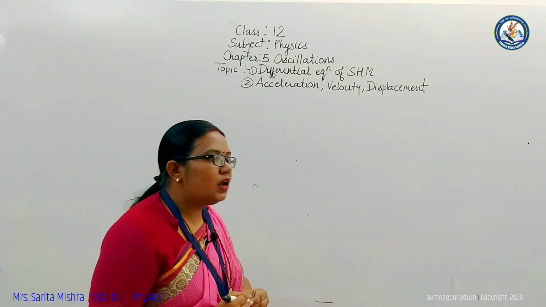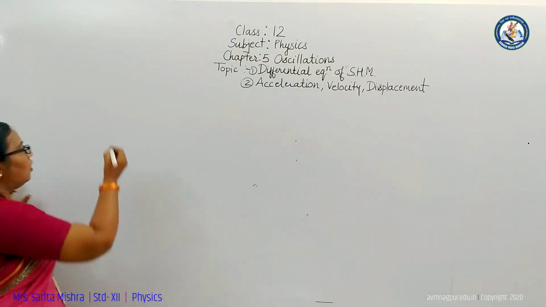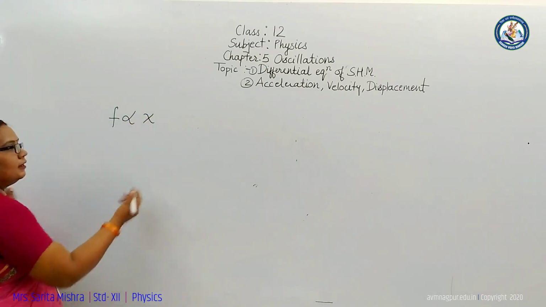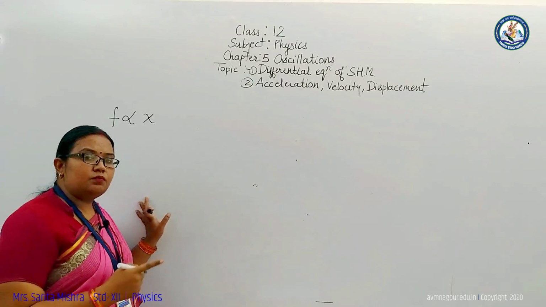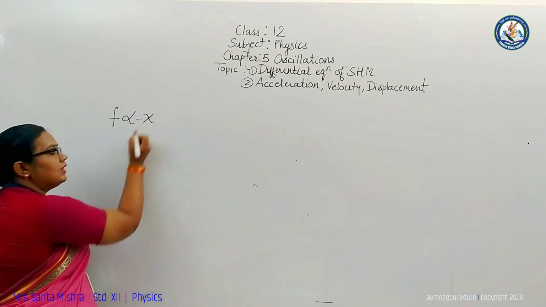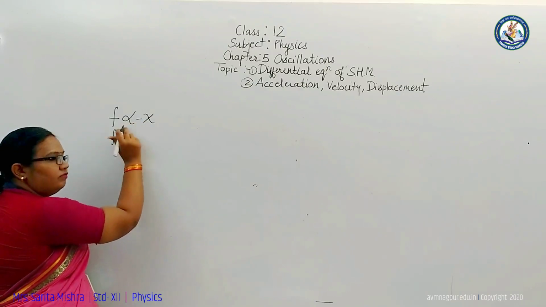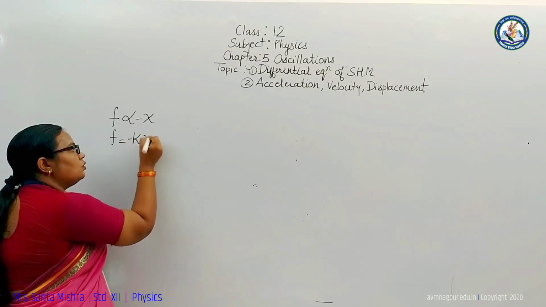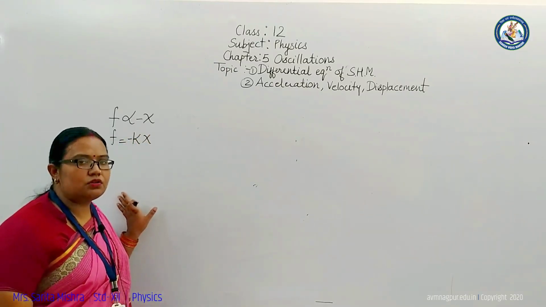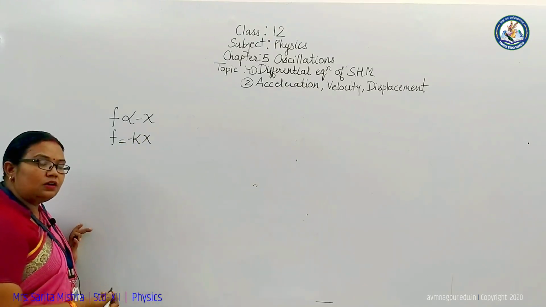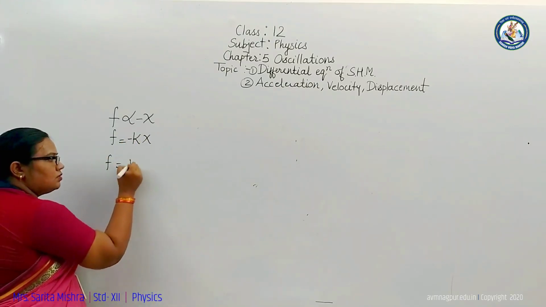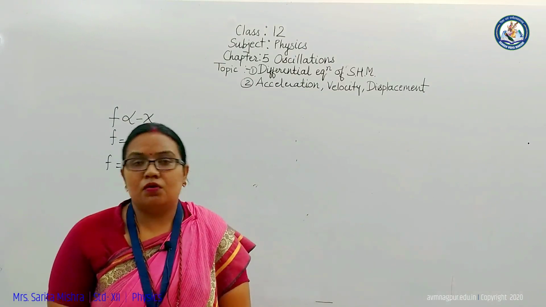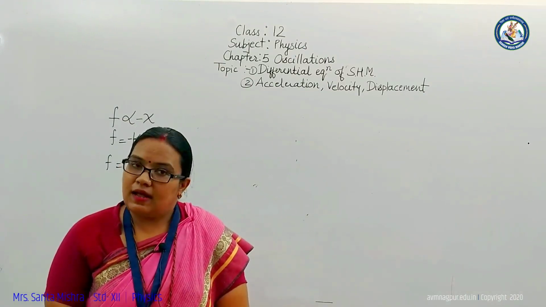According to simple harmonic motion, the restoring force is always directly proportional to displacement, and its direction is towards the mean position. That's why there is a negative sign. So F equals what? When we remove the proportionality sign, there is a constant, and the name of this constant is the force constant or restoring force constant. And according to Newton's second law, force equals the product of mass and acceleration.